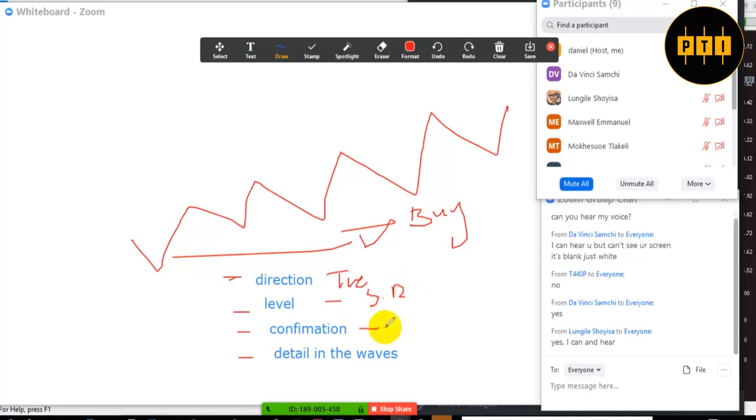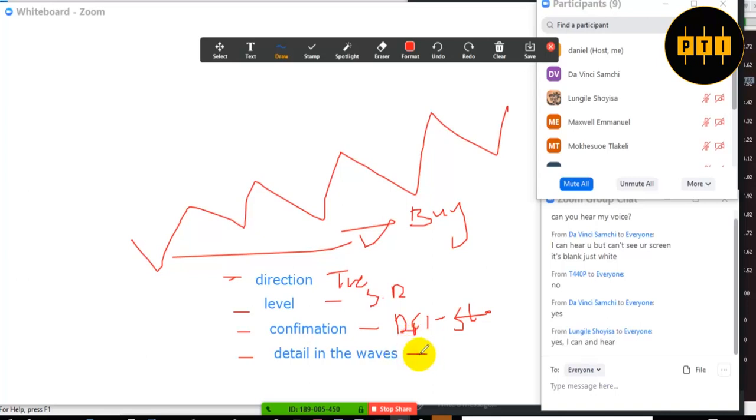And the confirmation is what you use to receive a signal. For example, some use the RSI. I also use it. Some use stochastic. Some use other forms of indicators. Some people even use tools like Fibonacci and Gann tools and everything.